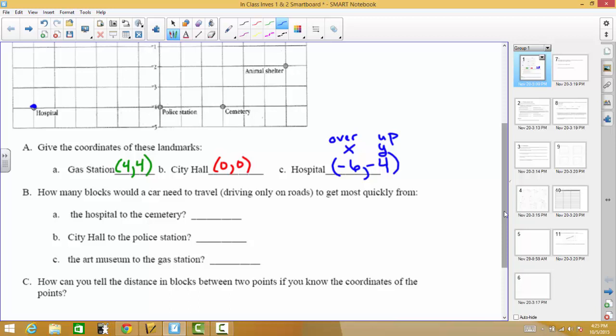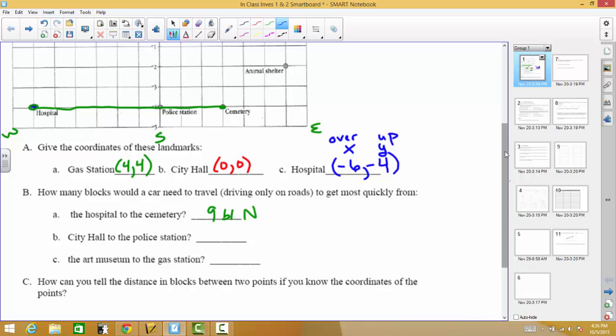Letter B, how many blocks would a car need to travel? So we are staying on the roads. These grids are all the roads. We're not going to go diagonal like a helicopter. We're going to do that in a moment. So if you were going from the hospital to the cemetery, here's the hospital, here's the cemetery. You're just going to go 1, 2, 3, 4, 5, 6, 7, 8, 9 blocks. And then this is south, this is west, this is east, and up is north. So from the hospital to the cemetery is 9 blocks north. It's the spaces that you're counting. Each space is a block.